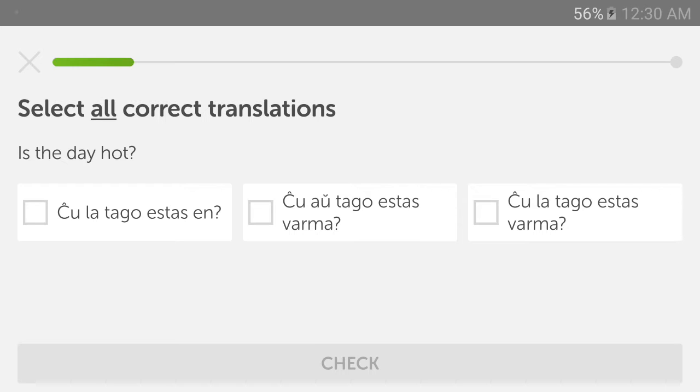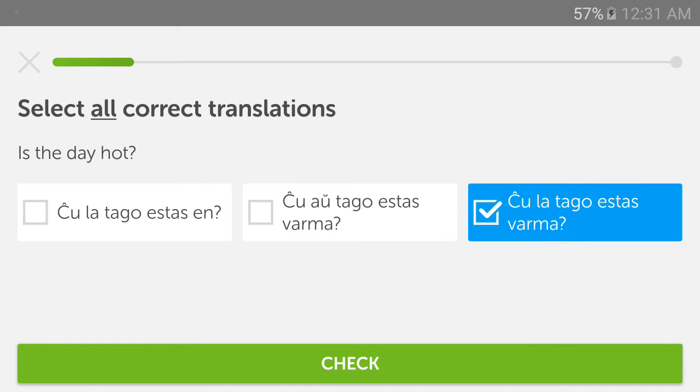Actually, chu la tago estas. That is wrong. Chu la tago estas varma. Is the day hot. You have to just put the chu in there, and then ignore the chu, grammatically speaking. When you do the translation in English and say the day is hot, so is the day is hot is actually grammatically correct. It's something I actually get confused with myself when I'm trying to fill in these things. I forget that you're supposed to kind of double the is.